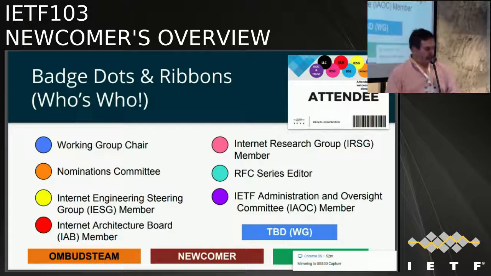Badges, dots, and ribbons. We've stepped a little bit away from this. I have a blue dot. That means I chair one or more working groups. Linda has a green ribbon at the bottom. That means she's on the Ombudsteam. The host gets something. The color codes.